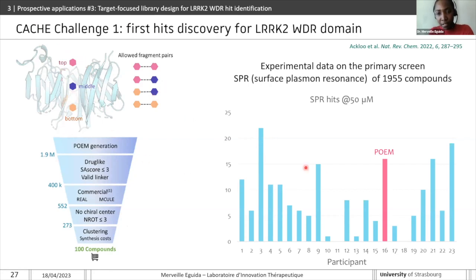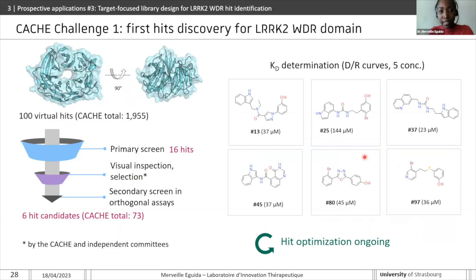And from this challenge, it turned out that one of our methods was one of the main methods that could actually predict hits. We have 16 primary hits at this stage that have been confirmed by SPR assay. And the next step was to confirm them in secondary assays. From those 16 hits, six have actually been confirmed in orthogonal screening assays.